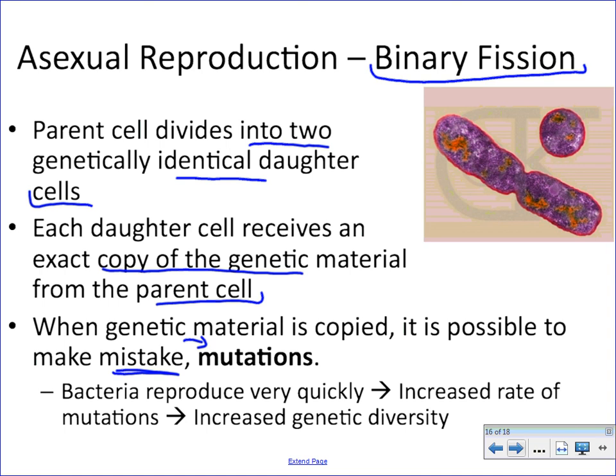And so it is possible to give rise to a daughter cell that may not be exactly the same in terms of genetic material. Because bacteria reproduce very quickly, there can be an increased rate at which mutations will occur in reproducing that DNA. And so this can help increase the genetic diversity within bacteria. So not all of the bacteria are exact genetic clones of each other. There can be slight variations between them, which can help increase their chances of survival.